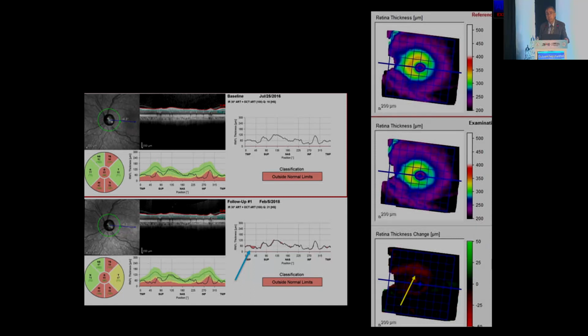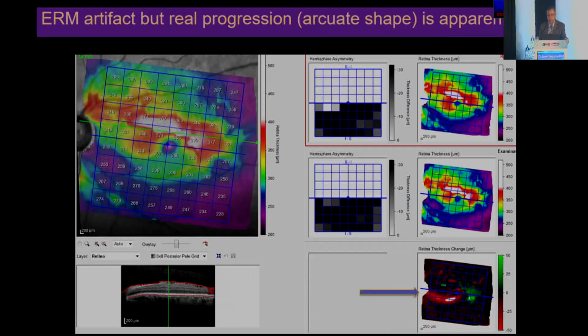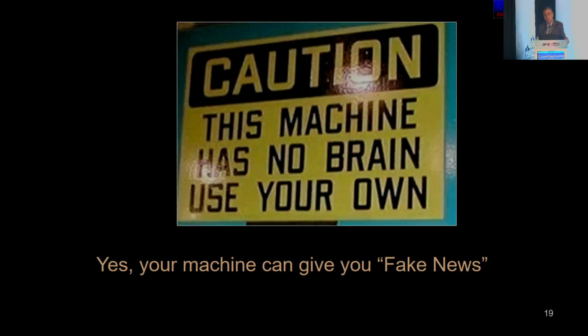In normal pressure glaucoma, the classic changes happen more towards the temporal part, like right here. You can see it is more towards the fovea. It is right in the middle of the posterior pole and not in an arc-shaped loss as in the high pressure glaucomas. In patients with the epiretinal membrane, you can still see an arc-like loss. You can ignore the distortion that happens. And remember, this machine does give fake news too.